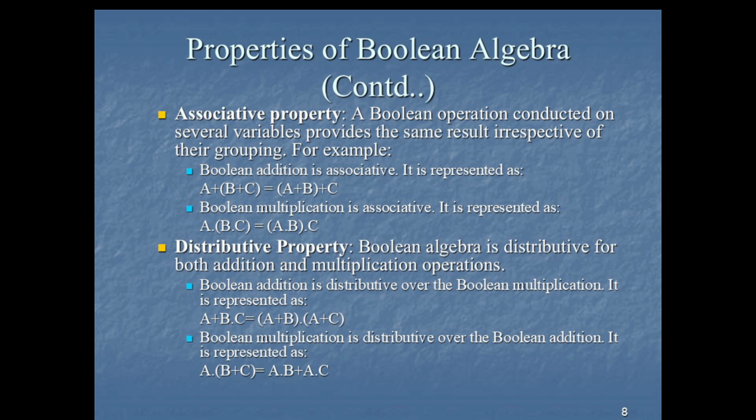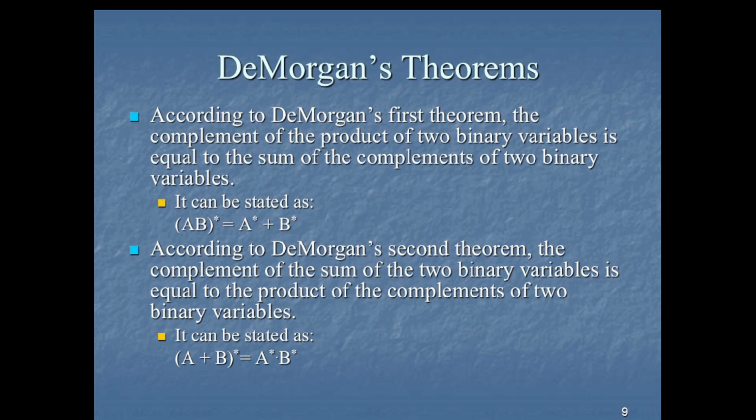De Morgan's theorem. De Morgan gave two theorems. That is, if we have an AND operation between two variables and we take the complement of that, then it is equivalent to the individual inverted or complemented variables with addition between them. That is, the complement of ANDing is equal to ORing of complements.